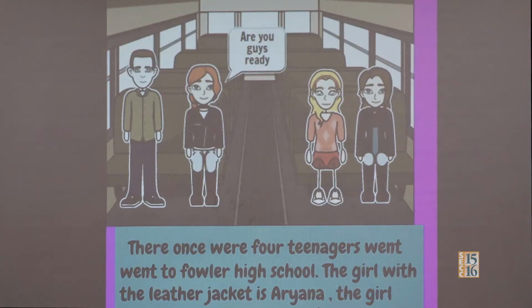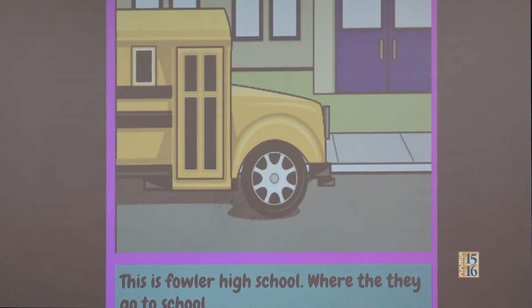Emily, the second grader: There were once 4 teenagers that went to Fowler High School. The girl with the leather jacket is Ariana, the girl with the scarf is Emily, and the last girl is Marissa, and the boy is called Nate. She's trying to develop her characters here. She's a second grader. I'm pretty impressed with this. She wanted to set her setting. This is Fowler High School, where they go to school.